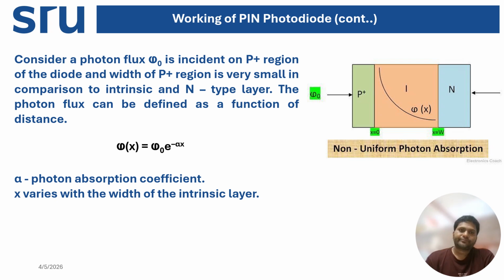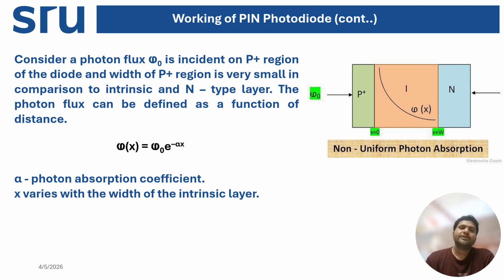So here phi x represents the photon flux at distance x inside the material, and phi naught is the initial photon flux at the surface, and alpha is the absorption coefficient, which depends on the material. X is the distance measured across the intrinsic layer.